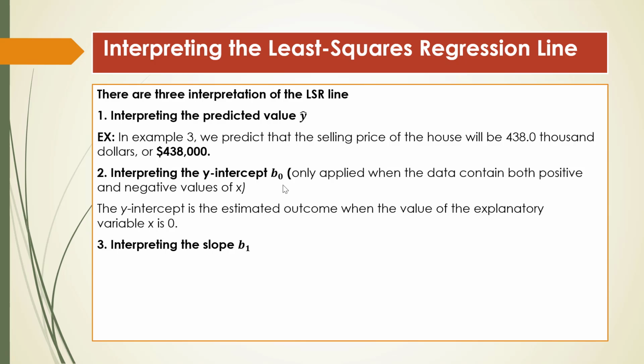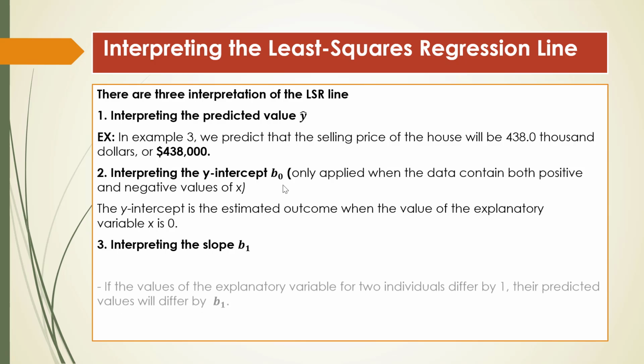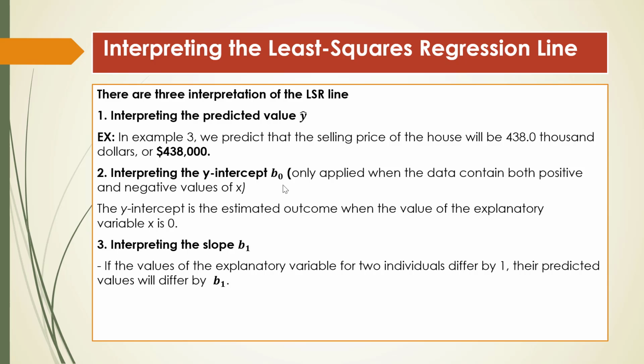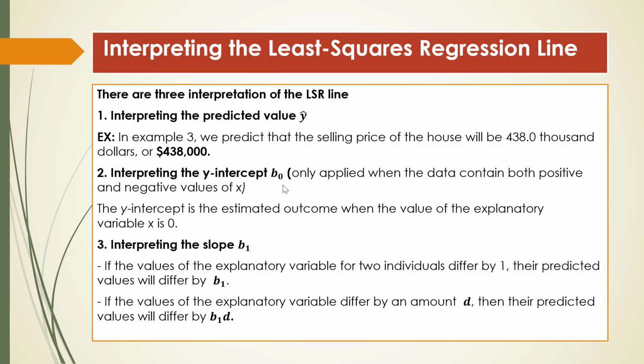And the last interpretation is the slope b1. If the values of the explanatory variable for two individuals differ by 1, their predicted values will differ by b1. If the values of the explanatory variable differ by an amount d, then their predicted values will differ by b1 times d. So we have three interpretations based on the least square regression line.